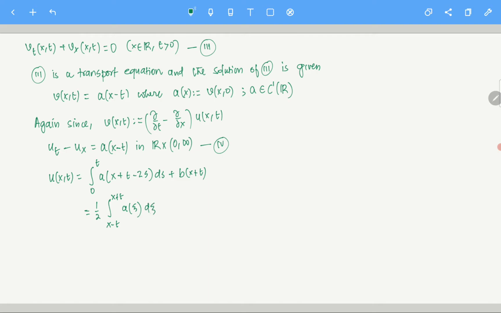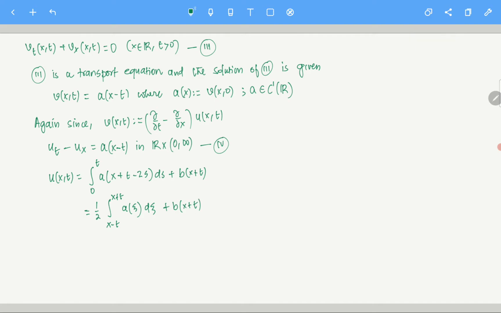Clear? Why can you write it? Let's call this xi. At s equals 0, the lower limit will be x plus t, and at s equals t, the upper limit will be x minus t. And ds will be changed to minus 2 d xi, so that half is coming and the minus is there, which is why the limits interchange. That's quite easy to follow. And plus b of (x,t).